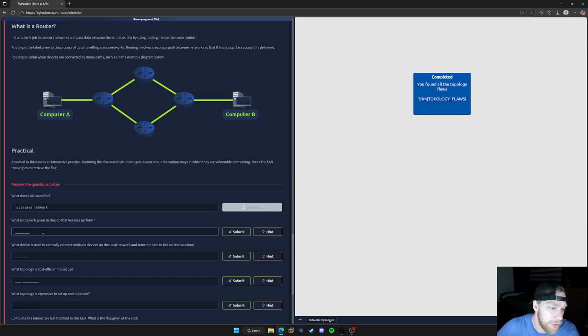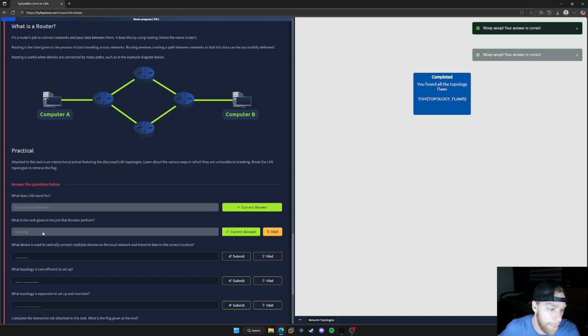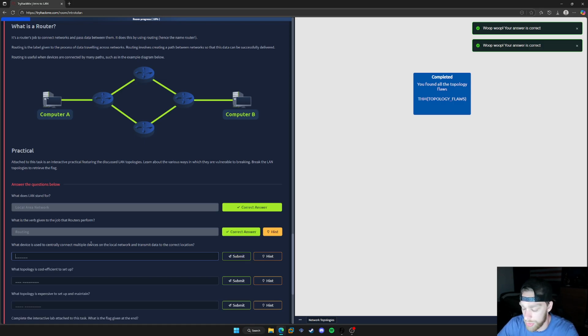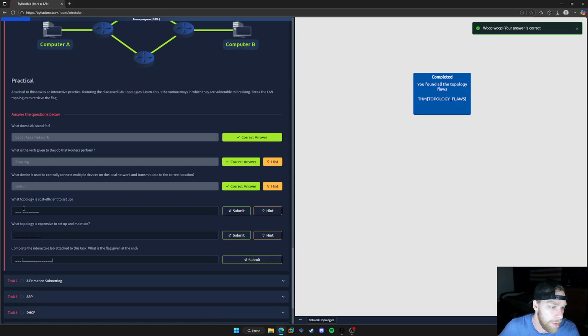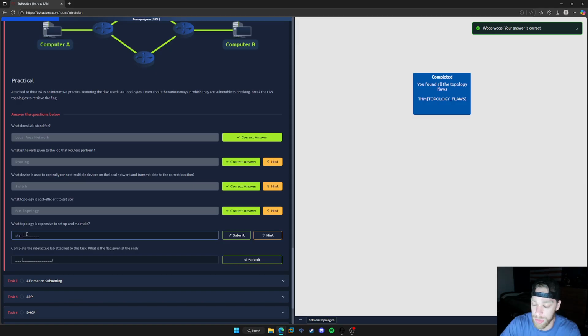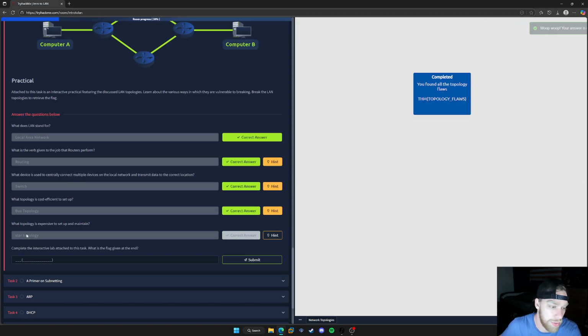What is the verb given to the job? I believe it's just routing. What device is used to centrally connect? This is going to be a switch. Most cost effective. Remember we just talked about this. This is going to be the bus. Is expensive. This is going to be the star. That was one of the first things we talked about. And then this is just going to be this right here.